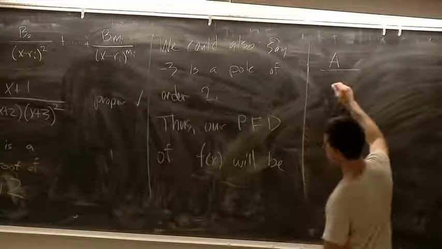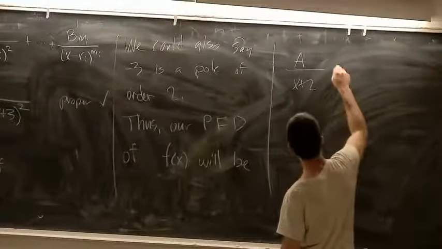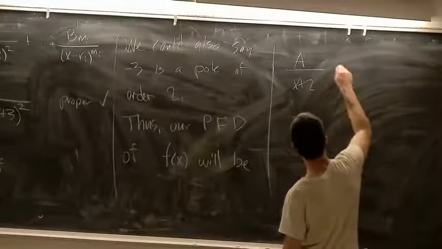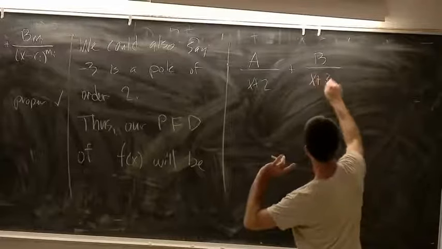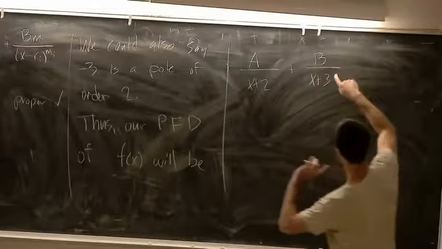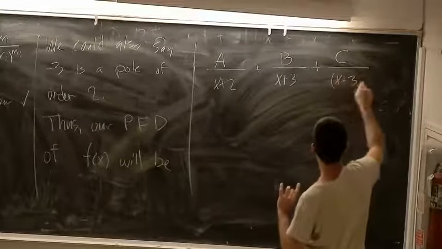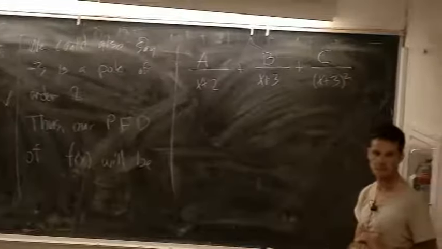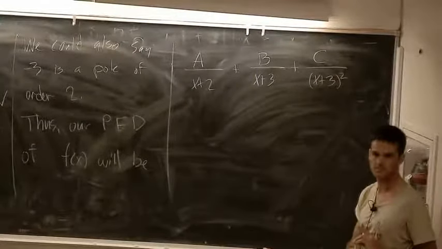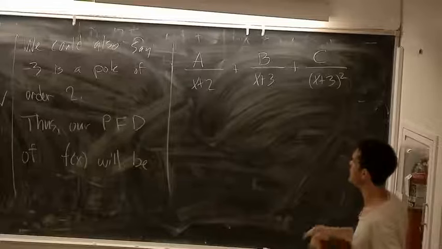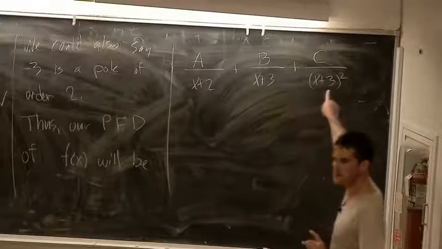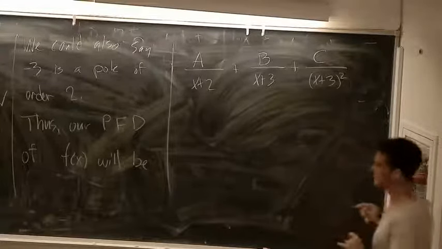We'll have some number over the x plus 2. We'll have some number over each power of x plus 3. So there will be a term over x plus 3 and another term for x plus 3 squared. Now you can proceed to solve the problem, but before you can do that, you have to realize this is the form of the partial fraction decomposition.